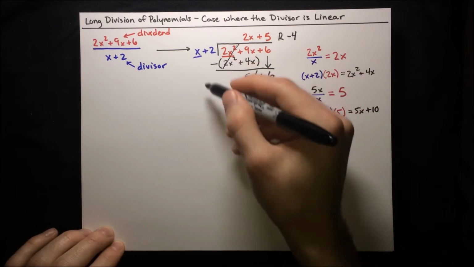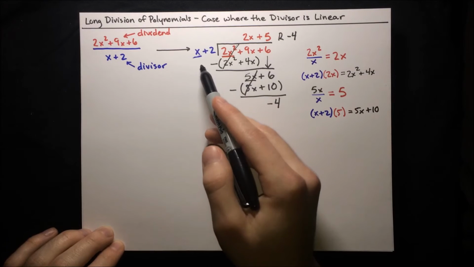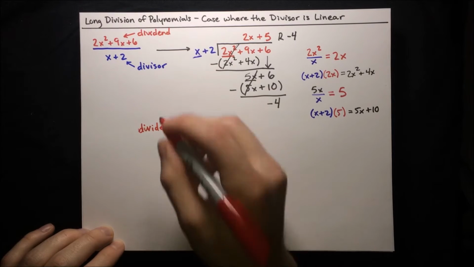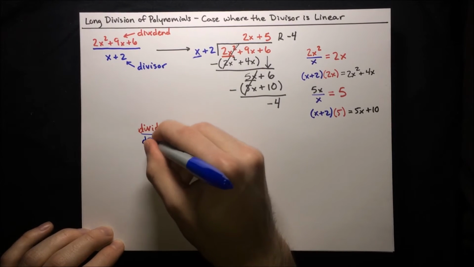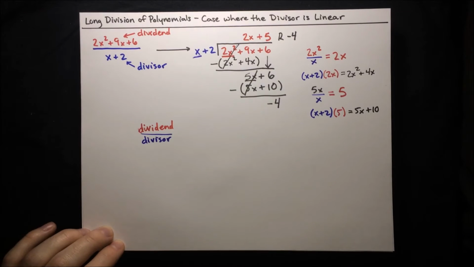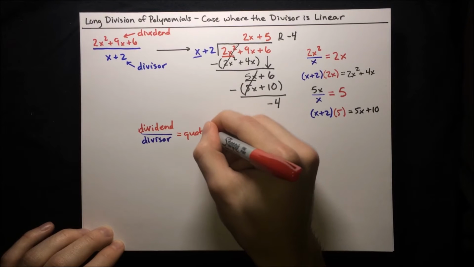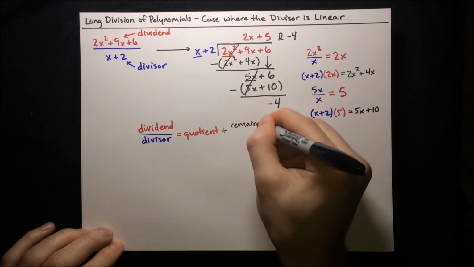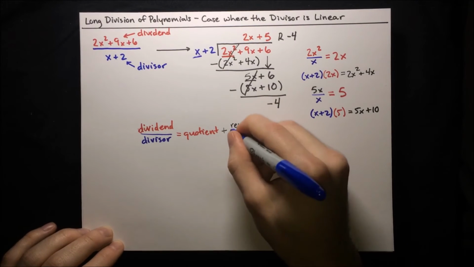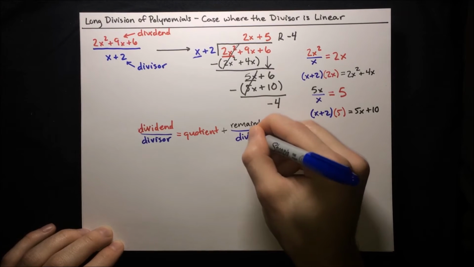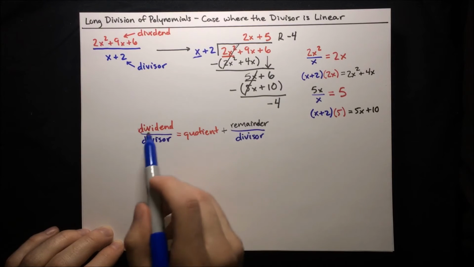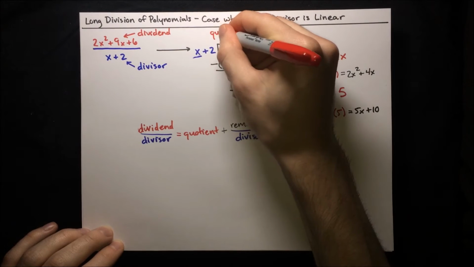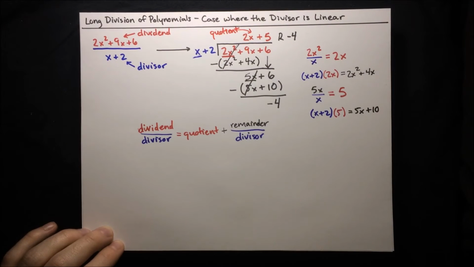So now we're done with the algorithm part, but we still need to interpret our findings. Like what's our general takeaway from this? Remember that the dividend divided by the divisor is just equal to the quotient plus our remainder divided by our divisor. That's how it goes in arithmetic long division, and it goes the same way here. Let's go ahead and label our quotient and remainder up here. This is our quotient, and this is our remainder.